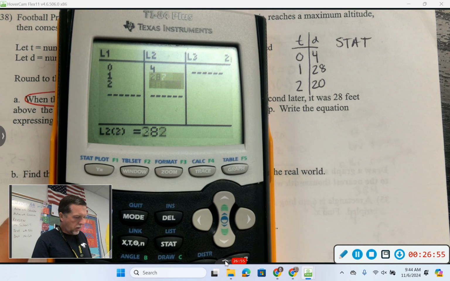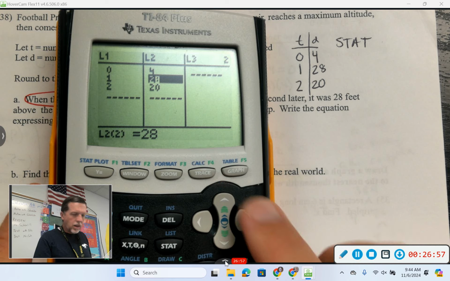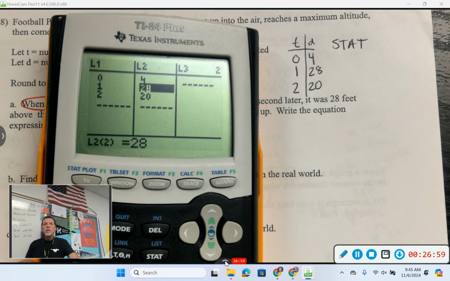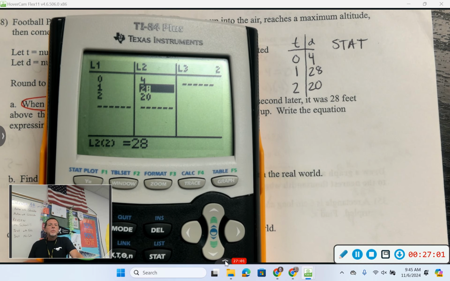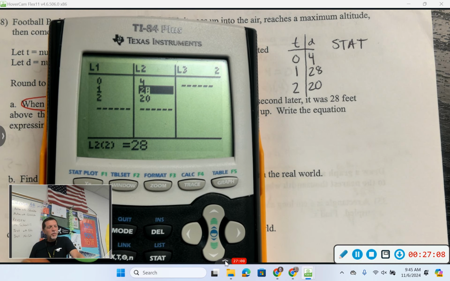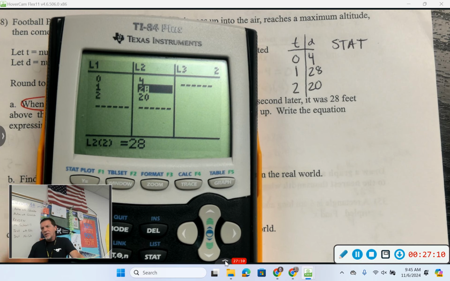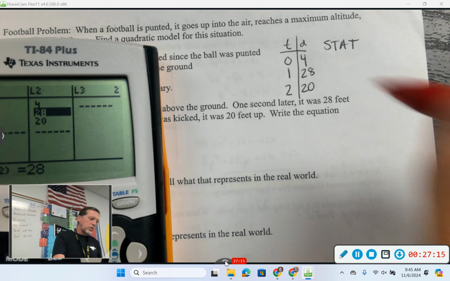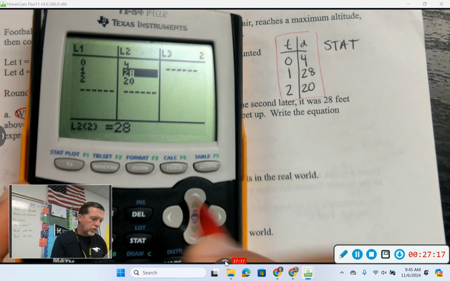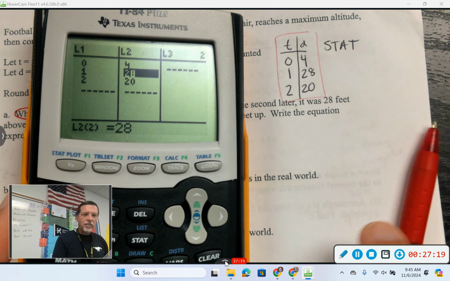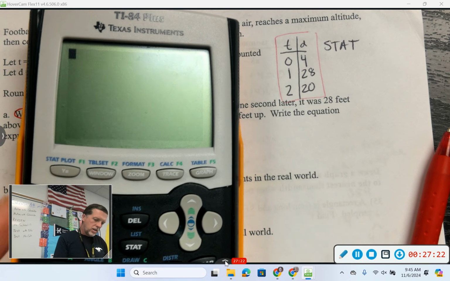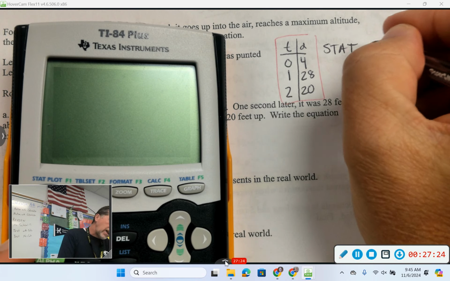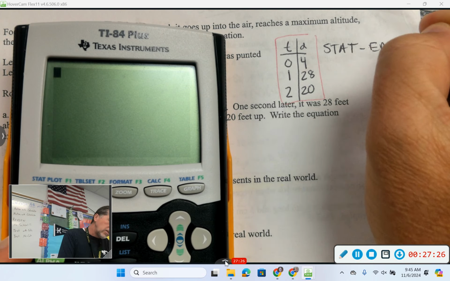0, 4; 1, 28; 2, 20. Please, please, please make sure those numbers are correct. Because if you do the rest of the problem, but you put those numbers in wrong, you're going to get the wrong equation, and then every question after that's going to be wrong. So try not to rush putting those in. Do a double take to make sure that they're correct. Okay, so stat edit puts the table in there.